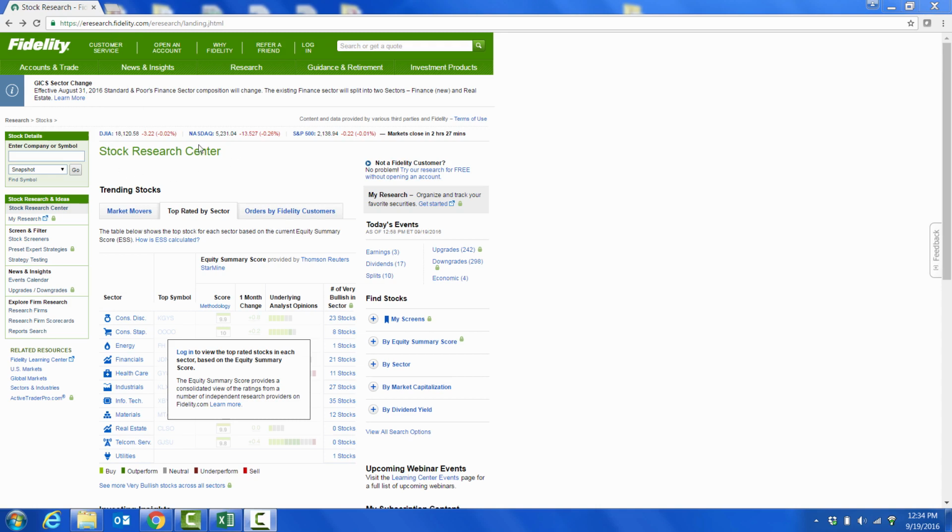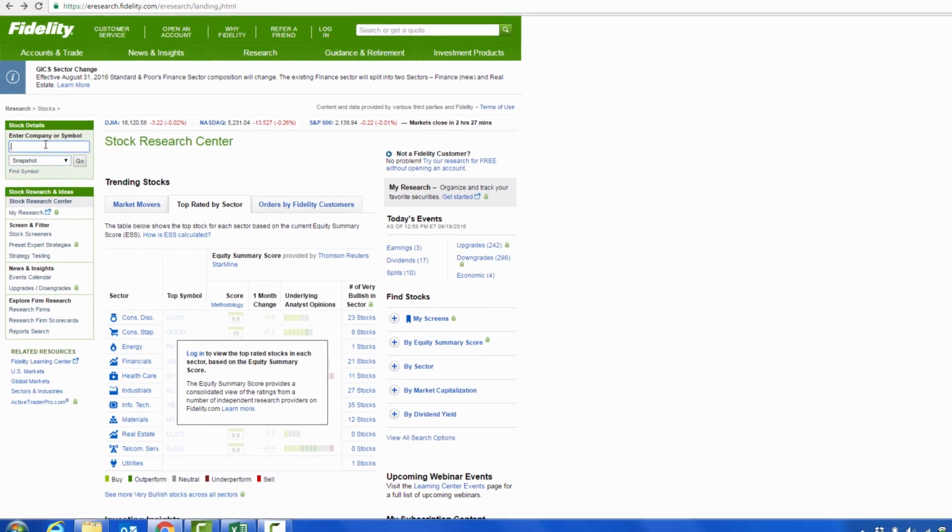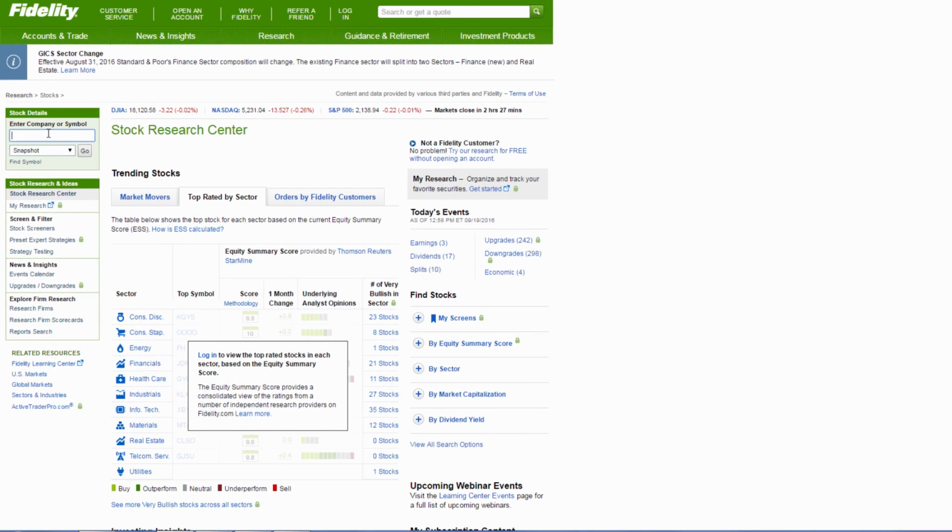And once you're here and you know some companies you want to compare, over on the left here is where you can enter your company name or symbol. We're going to look at Coke and Pepsi. So if you're not sure what the symbol is for Coke, you can just start typing it, and you can see it'll start popping up here. Coke, Coca-Cola, different things.